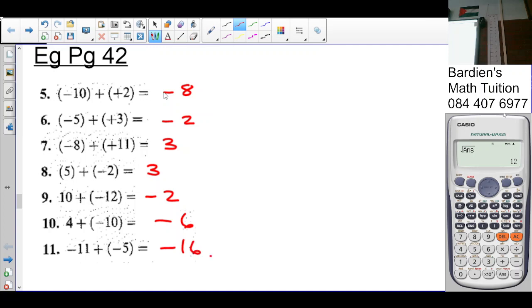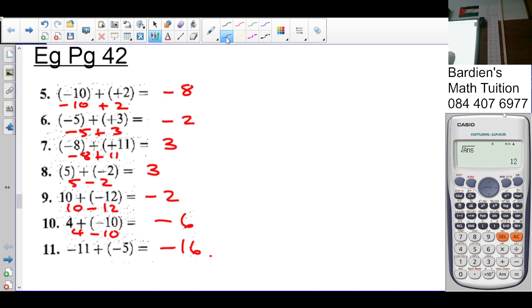But let's look here. You see? This is negative 10 plus 2. This is negative 5 plus 3. Negative 8 plus 11. That was 5 minus 2. This is 10 minus 12. This is 4 minus 10. Okay, what do you notice? One is positive, one is negative, in each sum. But what do you notice with regards to the answer?